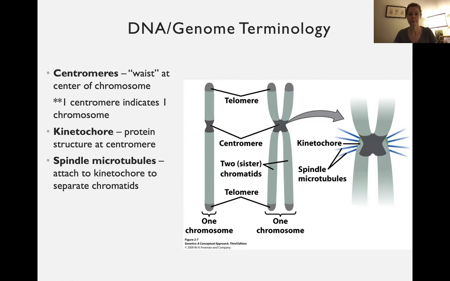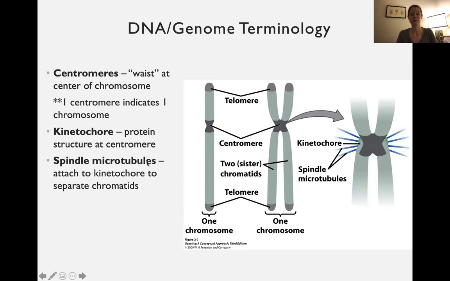The difference is this chromosome, there's only one copy of the DNA. For this chromosome, there's two copies of the DNA because you have two chromatids. Also, at that center area at the waist, there's something called a kinetochore. It's a protein structure. The main purpose of that is for the next term to attach to it.